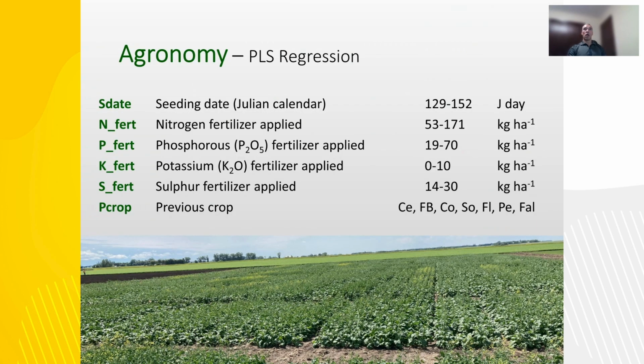We've also included agronomy factors in this PLS regression, and the ones we've included so far are seeding date, levels of fertility, and these are fertilizer applied. They are not total soil fertility. We haven't included the residual nitrogen, phosphorus, potassium, or sulfur levels, and we will do that in the future as we get that data. And we've also included previous crop in the model, but in the trimmed model that I'll present in a minute, we've excluded that.